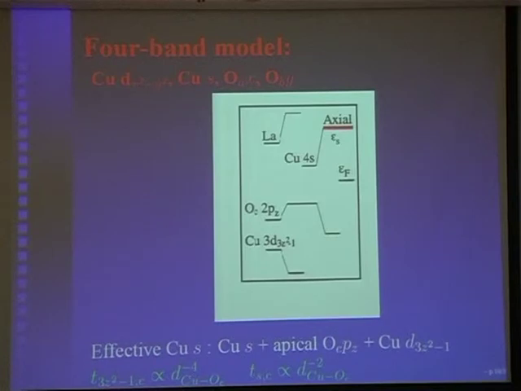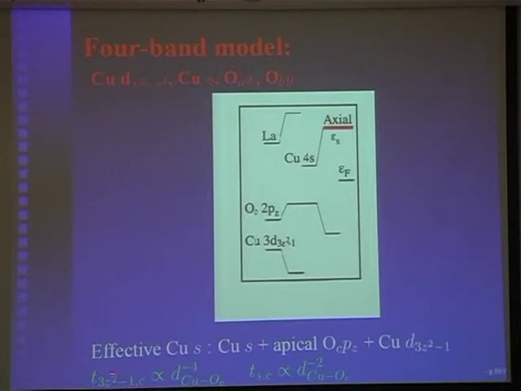So one can then draw a small cartoon level diagram. Before any hybridization, this is the position of the copper 4s, let's say. This is the position of apical oxygen pz, and also copper 3z² - r² is there. Now you switch on the hybridization, and you get the usual bonding, antibonding splitting. You see that the copper s mixes by hybridization with this apical oxygen pz as well as copper 3z² - r², and it is pushed farther up compared to its original position.